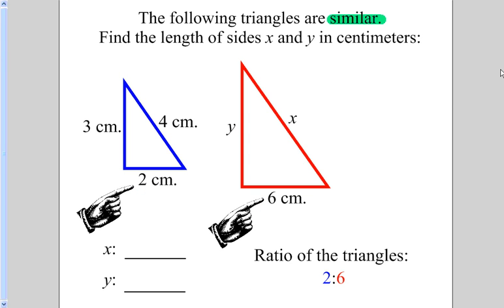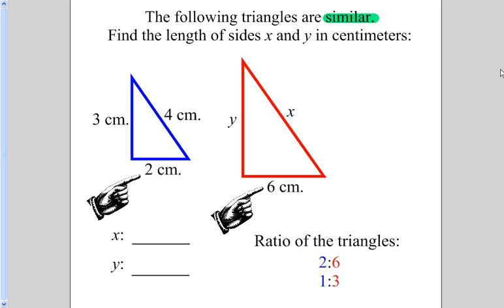Now, from that information, we can see that the ratio of the two triangles is 2 to 6. Or if we simplify those numbers, the ratio is 1 to 3. What that means is that any side on the blue triangle, if we multiply it times 3, we will get the length of the measure on the red triangle. So we can see the ratio is 1 to 3, or times 3 from the blue triangle to the red triangle. Now we know the ratio. It's pretty easy to find the length of the different sides that are missing.